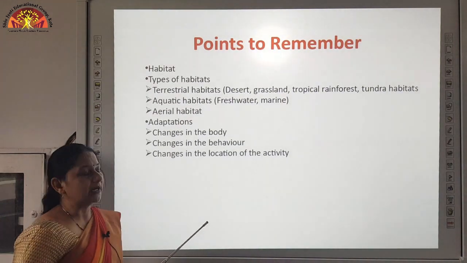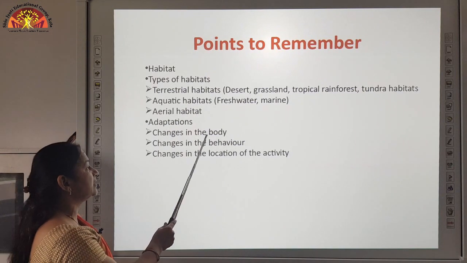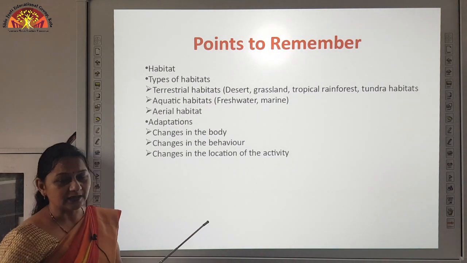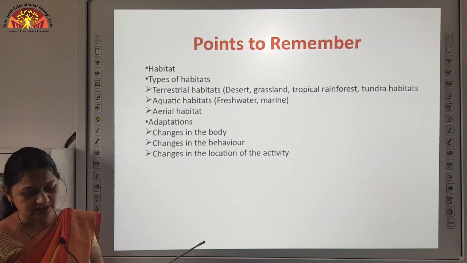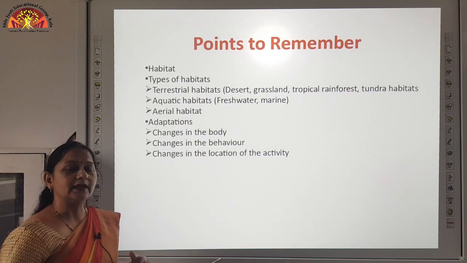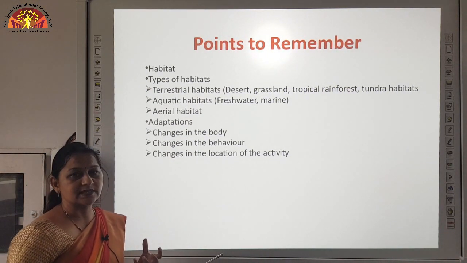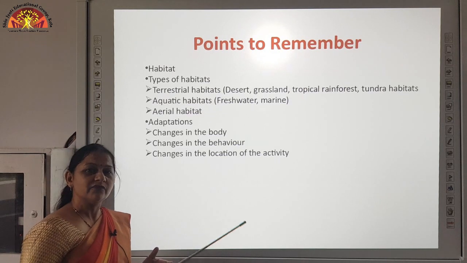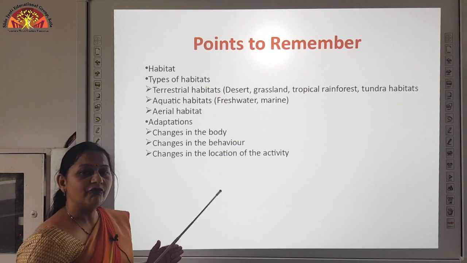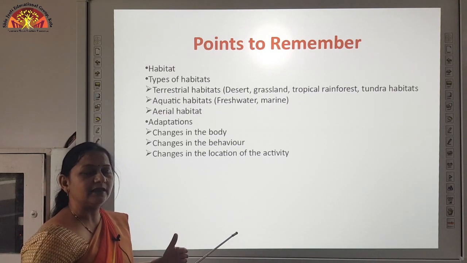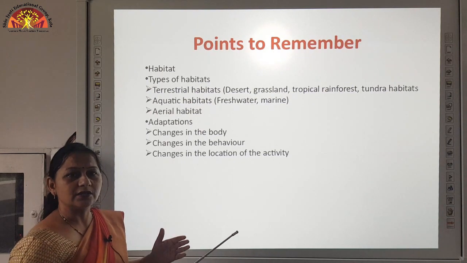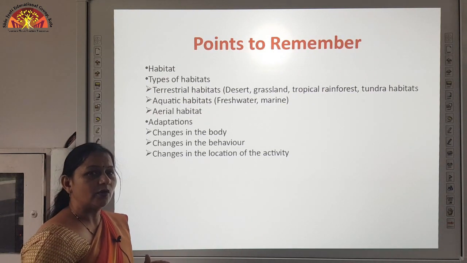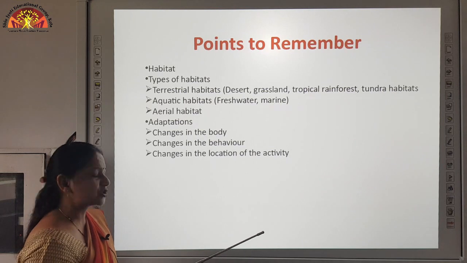Now, they come under different headings like changes in the body. Some animals bring about some changes in the body, they are called modifications. Like fish, it lives in water, so it has overlapping fins in the body, so that the water does not enter into the fish body.